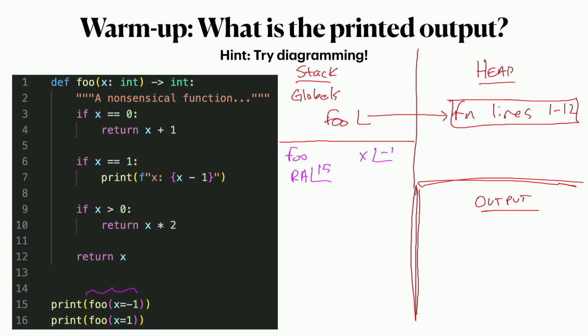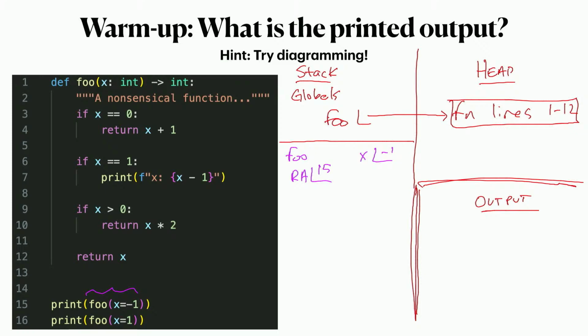So x is -1, and we reach a test. Is x equal to 0? No. So we skip over the return x plus 1, and we continue on. Is x equal to 1? No, right? So we skip over this print statement, and we continue on. Is x greater than 0? No, it's -1. So we skip over this return, and we reach line 12, and we are returning x.